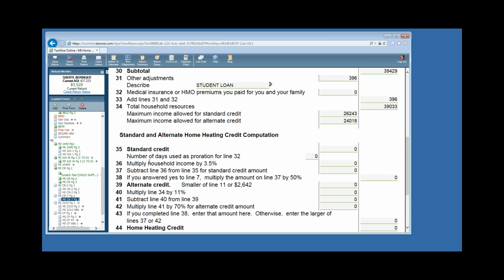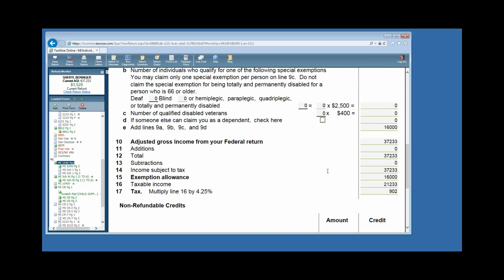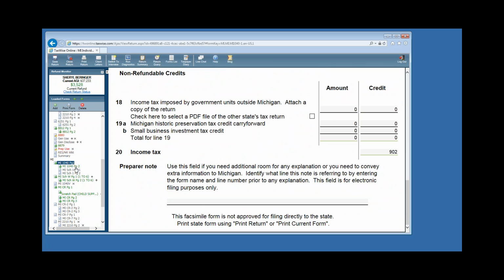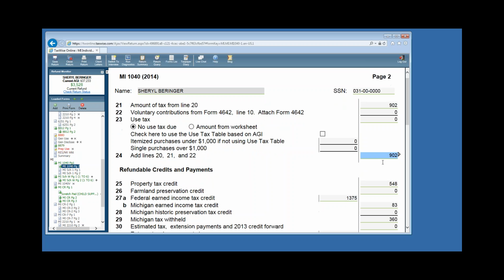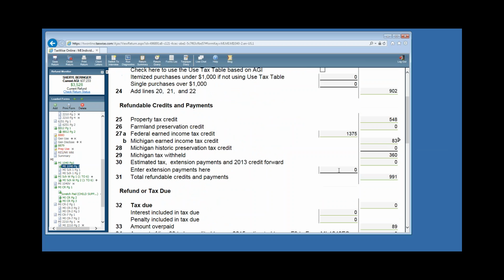So that is it on the home heating credit, and that is it on the Michigan tax return. Like I said, I always like to go back to the 1040 returns, make sure that all the information looks correct to me. You can look over here and find the refund amount. So there's that property tax credit that shows up. This is the Michigan portion of the earned income tax credit. So you'll see that this is the federal amount. The state provides 6% of the federal amount as a state Michigan earned income tax credit. And then we have the taxes withheld from the employer.